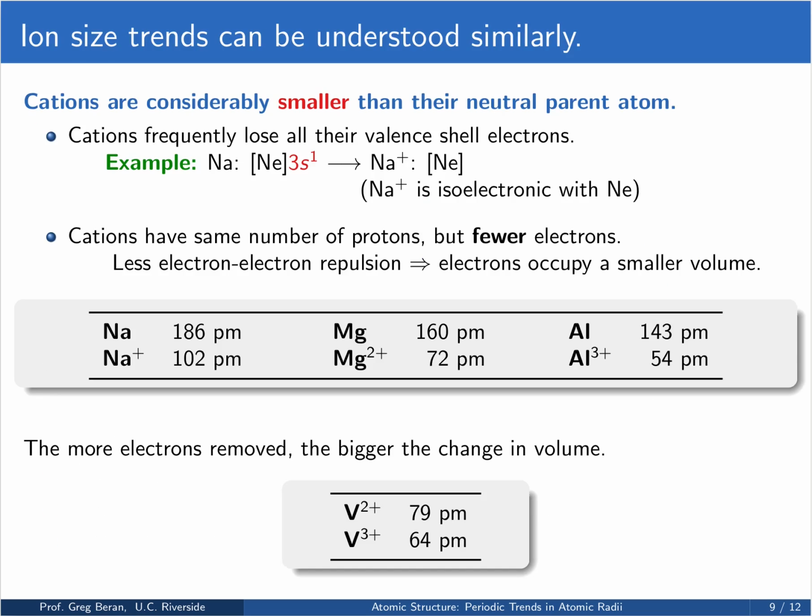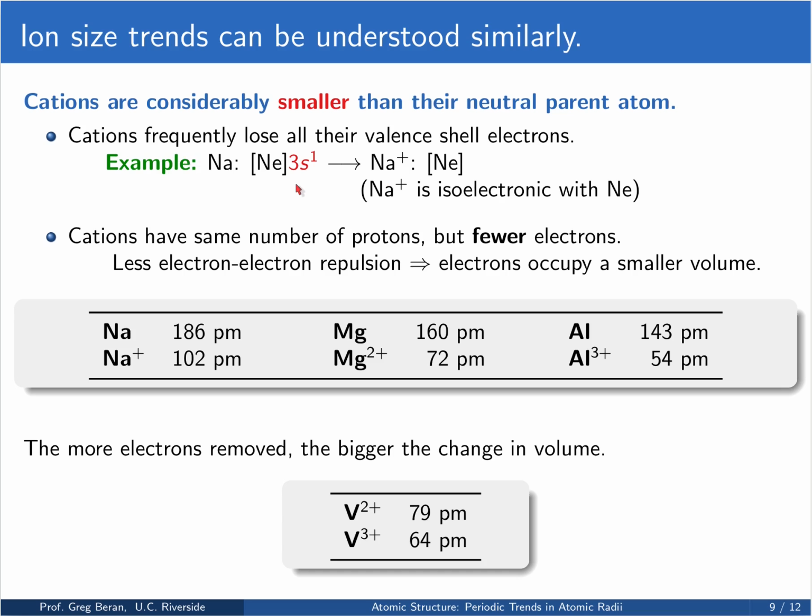Now that we understand the trends in atomic size for neutral atoms, let's take a look at ions. Cations are considerably smaller than their neutral parent atoms. You can see this from a couple of perspectives. First, cations frequently lose all of their valence shell electrons. For example, sodium loses its 3s electron to become sodium plus. This makes it isoelectronic with neon.